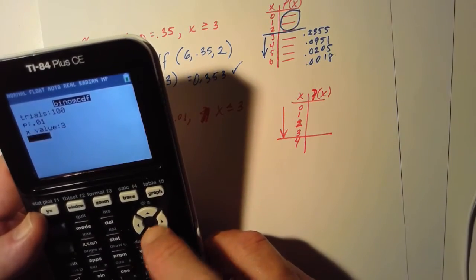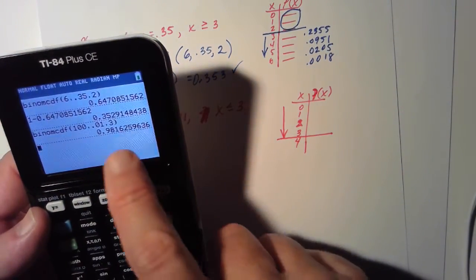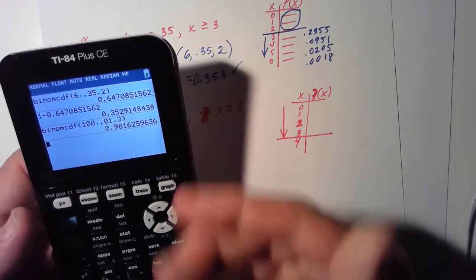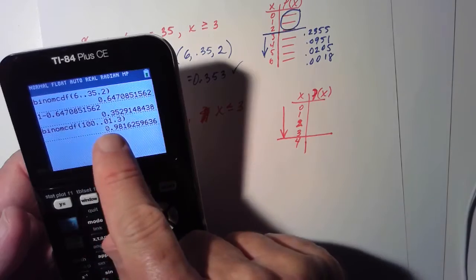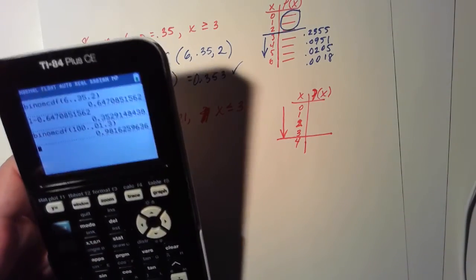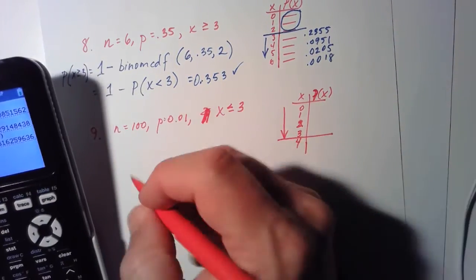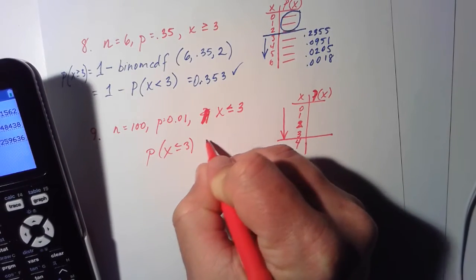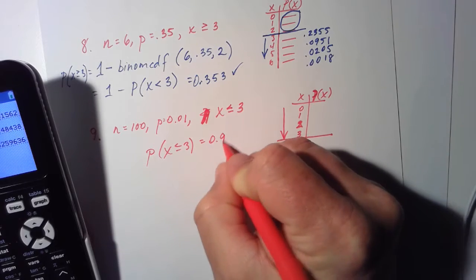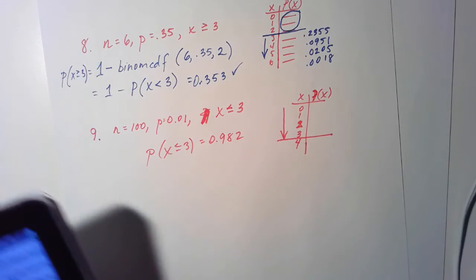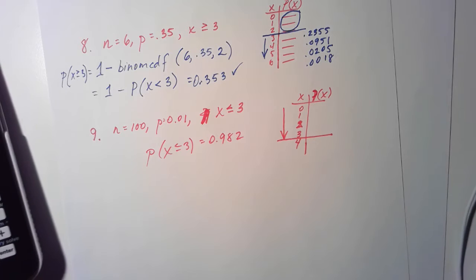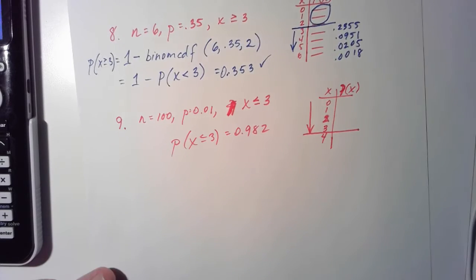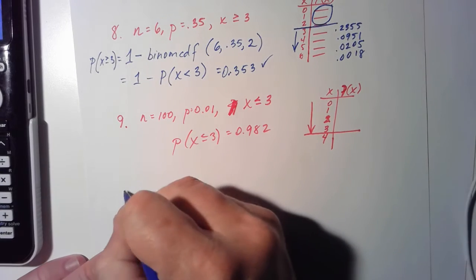Numbers are still there, that's good. There we go. 98%. And does that make sense? Well, the mean is 1, right? N times P is 1, so that doesn't bother me that that's such a huge number. The probability that X was not more than 3 is 0.982. Okay, well, let's not make this video too long, but I think I have time to do number 10, and I can break it off into a second video if we want to do more here.